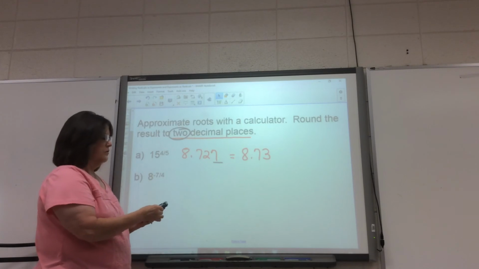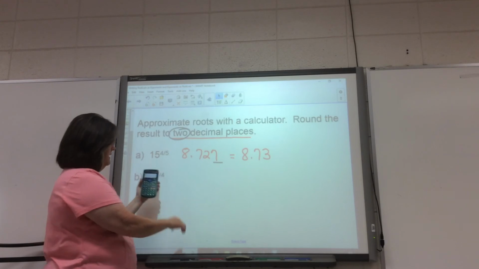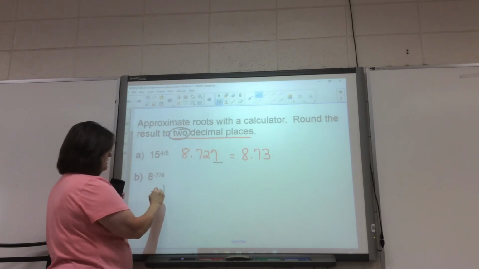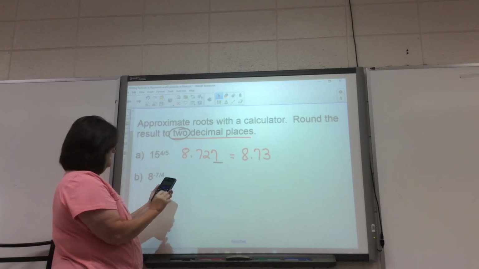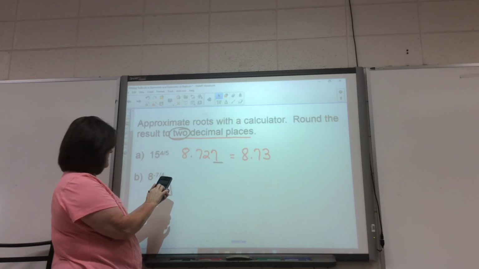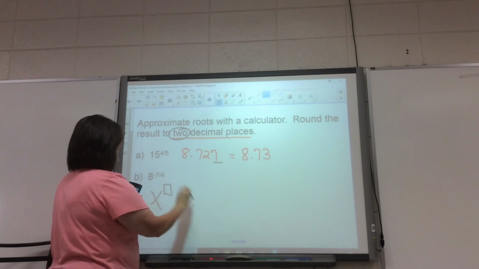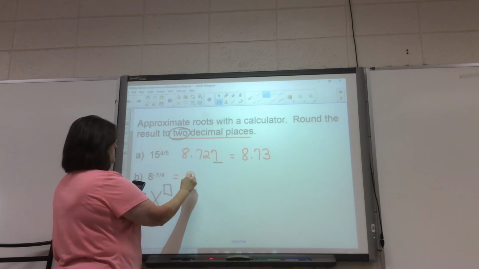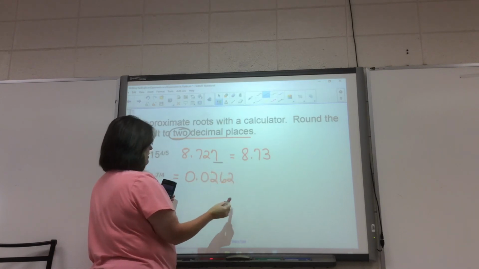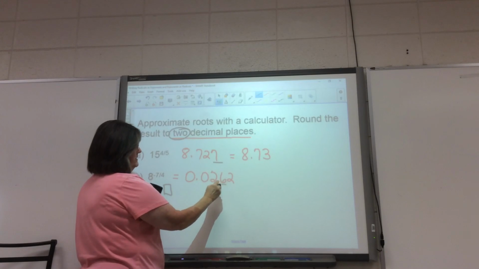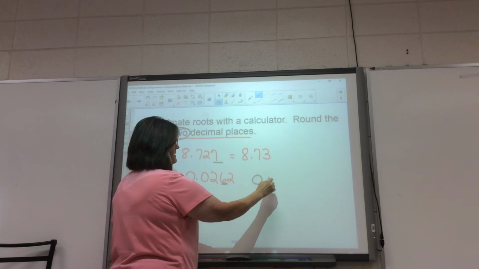All right, now we're going to type 8. Use that same button on your calculator, that power button, which is this one. You're going to hit that button, hit the fraction button, and type -7 over 4. It equals 0.0262. We only want to go 2 decimal places, so I'm looking at the 3rd decimal. So that's going to raise the score: 0.03.